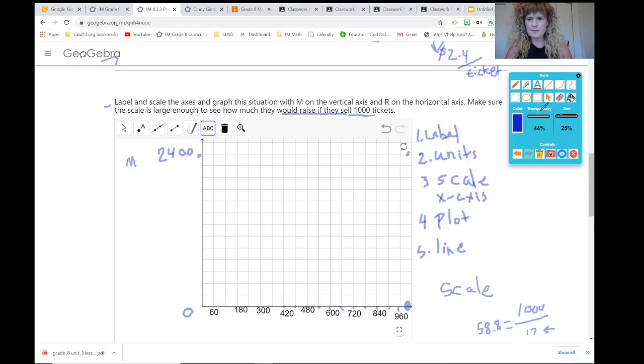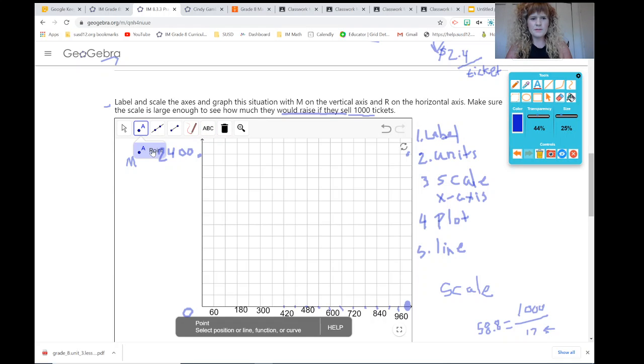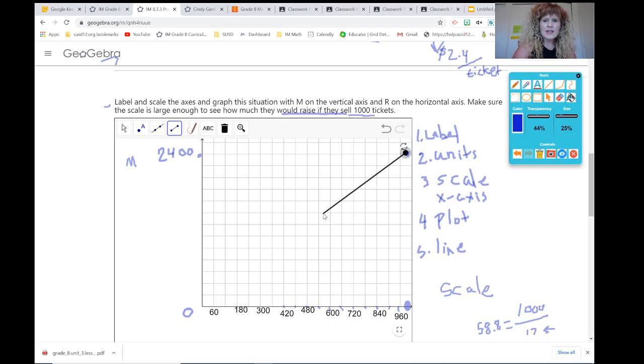So go ahead and put the point on your graph. Get the point tool, plot it on your graph. 1,000 tickets earns $2,400. Now draw a line. Can you draw the line? But teacher, how can I draw a line? I only have 1 point. Yes, but you know the other point is 0, 0. You know that because if they sell 0 tickets, they earn $0.